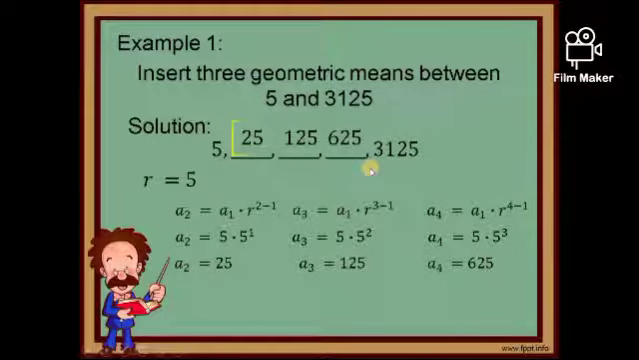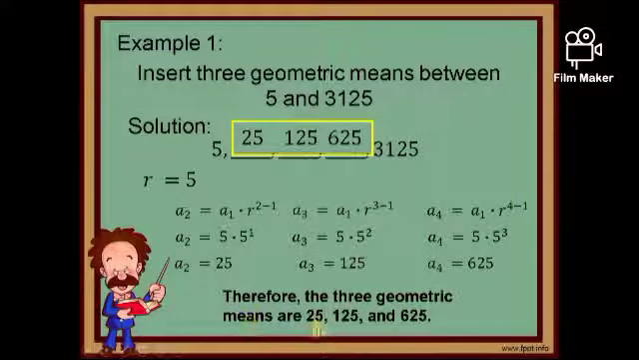Now, another way to get those three numbers is just by multiplying the common ratio to our first term. Let's see. 5 times 5, the common ratio, is 25. Again, multiply by 5, the common ratio, will give us 125. Times 5 again will give us 625. Times 5 again will give us 3,125. So, therefore, this sequence is a geometric sequence having a common ratio of positive 5. Therefore, the three geometric means are 25, 125, and 625. And we're done.